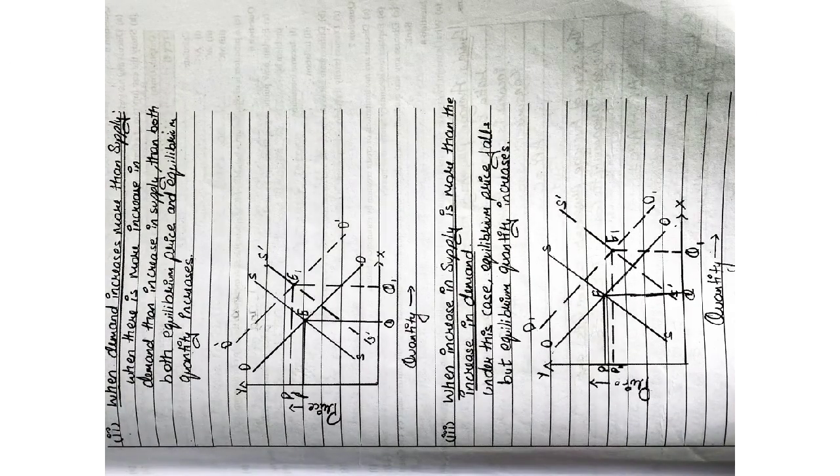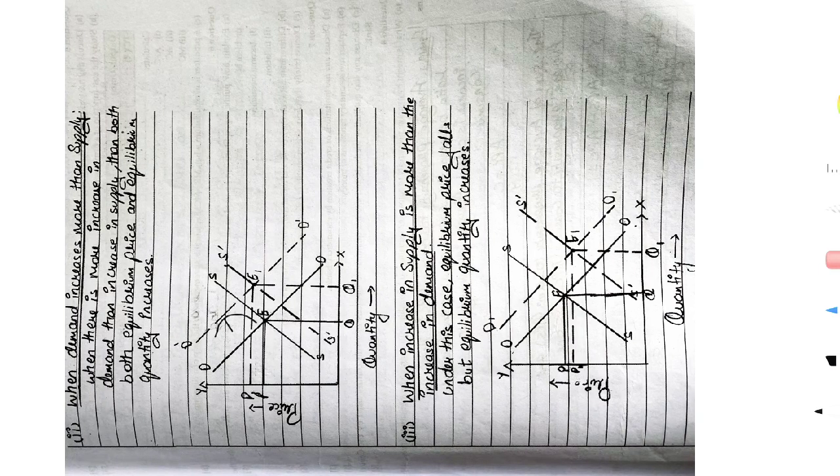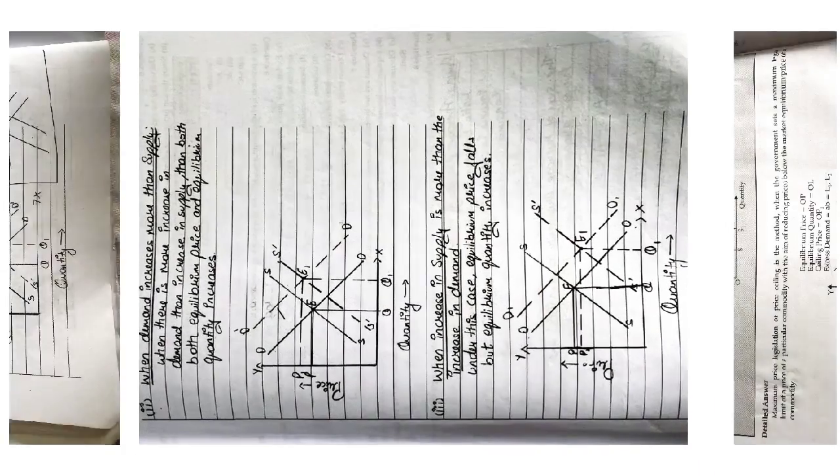When demand increases more than supply, see, demand is increased more than supply. Demand is more, supply magnitude is less. So what is the change? You can just experiment with it in various ways. So if you know one diagram, you can do everything. So just check it out.